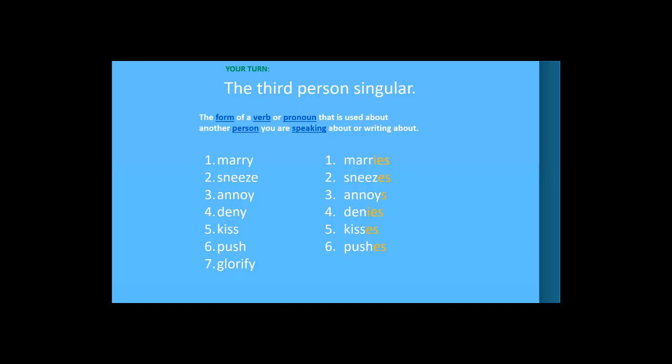Okay, pause the video. Let's check the answer. So you've got Y. Before the Y, you have a consonant. So we remove the Y, add an I, and then ES. I think there's a few more letters highlighted there.